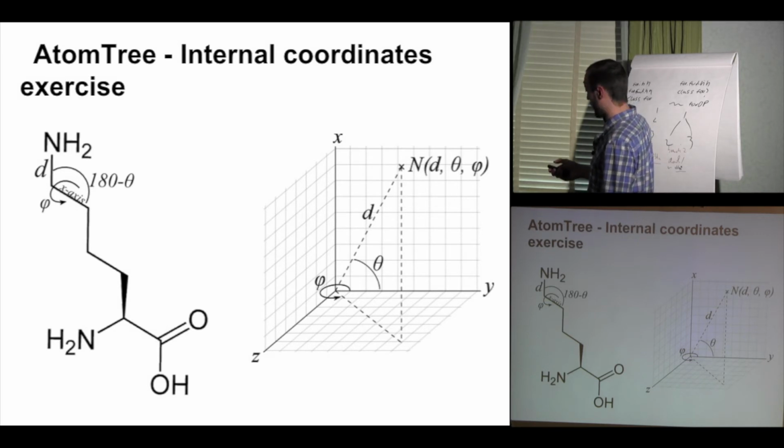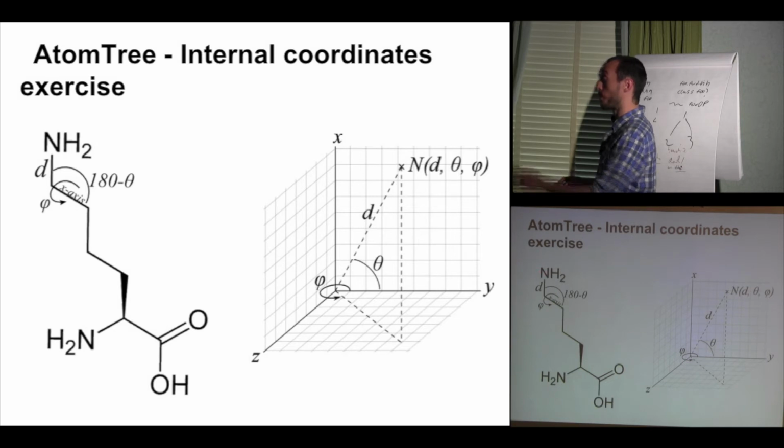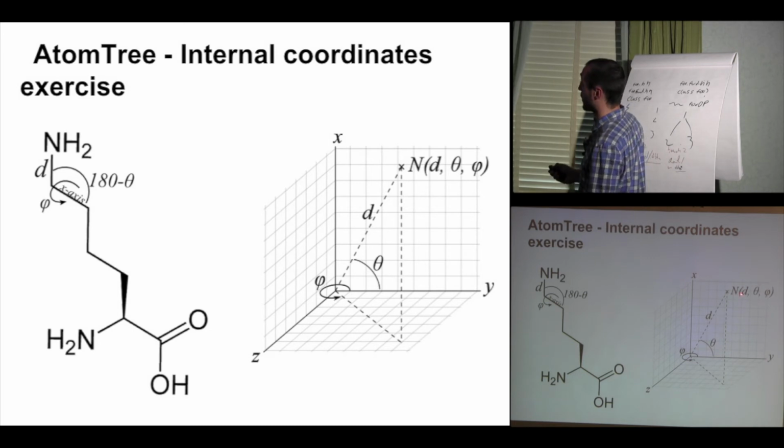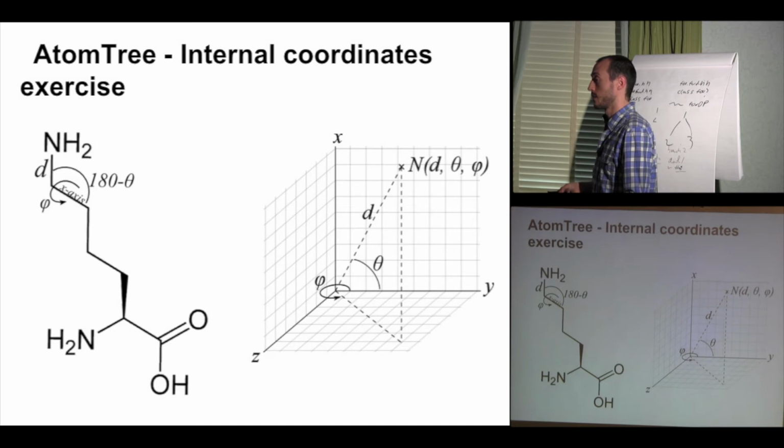It's the coordinate frame defined by those 3 atoms, and the distance and 2 angles in spherical coordinates that get you this nitrogen position. So in order to get a position of any atom, you need your parent stub and then these 3 parameters: distance, theta, and psi. And so these are the atom level degrees of freedom that you have.